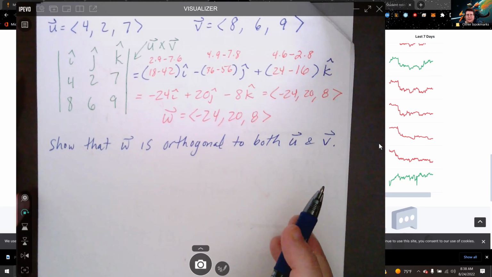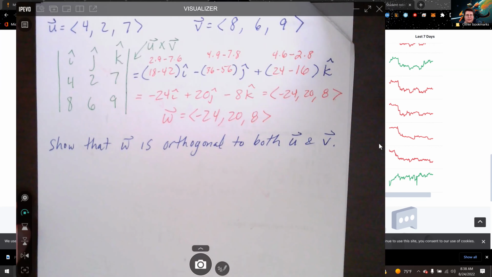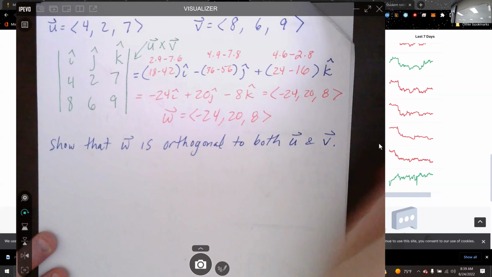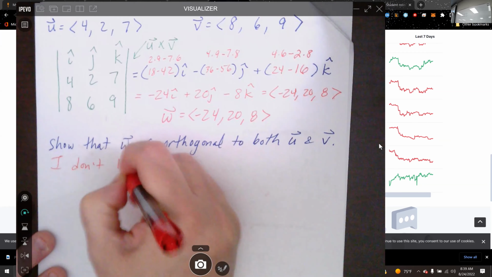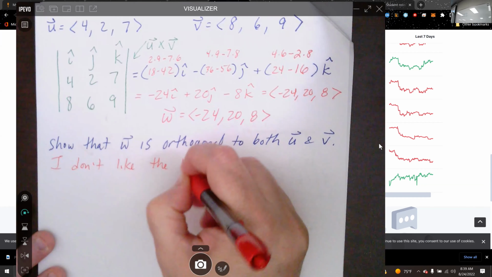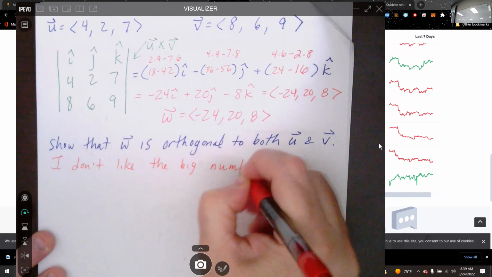So who's checking the orthogonality with W? W is what we're talking about.